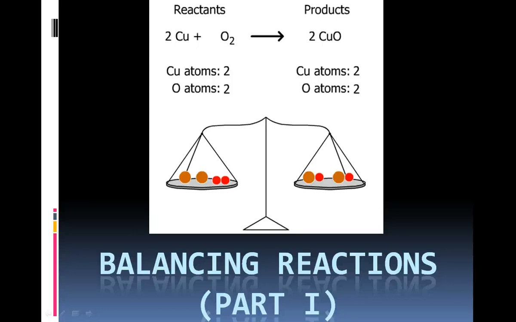Hello, this is Mr. Drach, and we're going to be talking about balancing reactions or balancing equations today. You can't really start a stoichiometry problem or anything in stoichiometry without balancing the equation first.